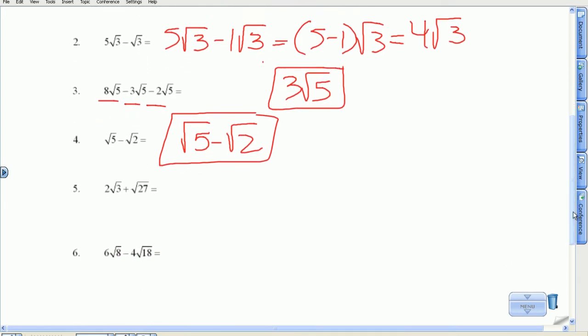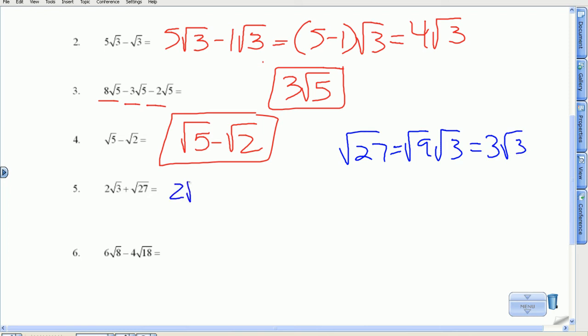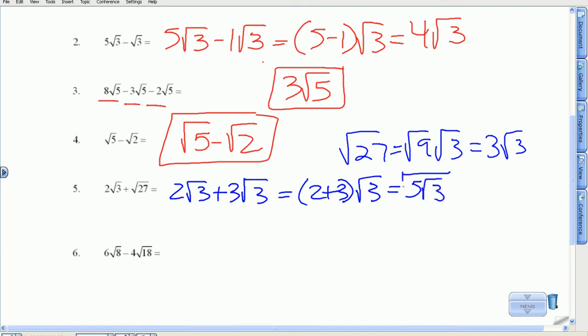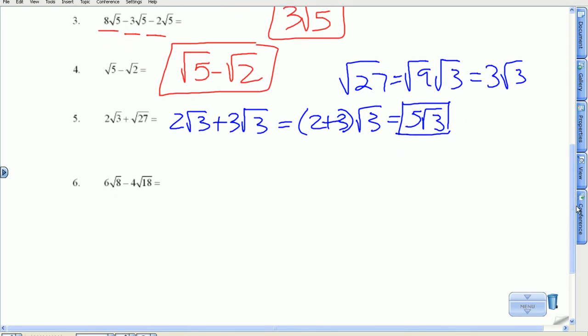Now, where this gets interesting is when we get to problem 5 here. Radical 3 and radical 27 are not like terms. However, there's a very good chance I can reduce radical 27. I didn't try to reduce in problem 4 because 5 is a prime number and 2 is a prime number. Can't reduce them. Radical 27, however, I can do off on the side. Radical 27 is equal to radical 9 times radical 3, which is 3 radical 3. So this problem is actually 2 radical 3 plus 3 radical 3. And I can add the 2 and the 3 together to get a final answer, 5 radical 3. So if you do not think you have like terms, try to see if you can reduce any of the radicals first, because they may be hiding like terms from you. And it is something you'll have to figure out off on the side.